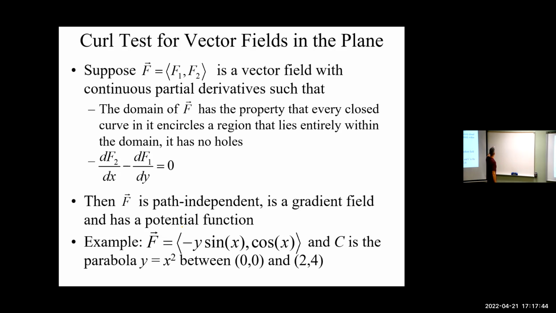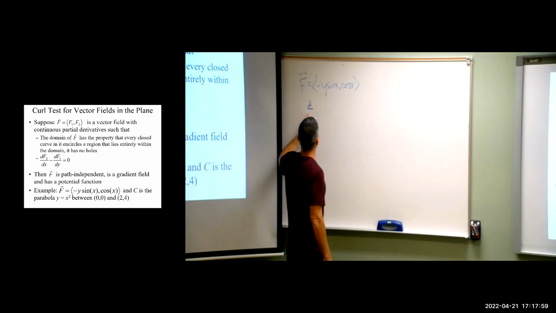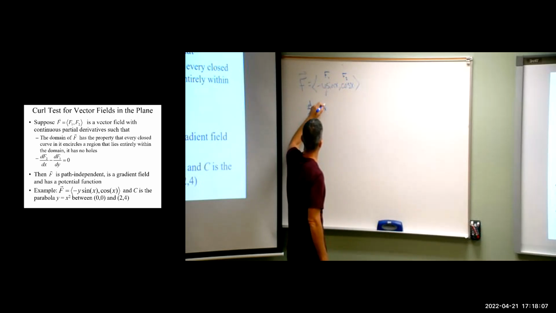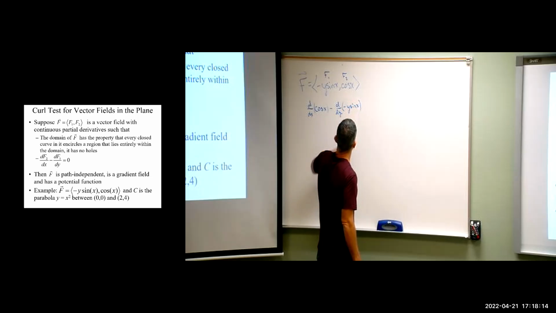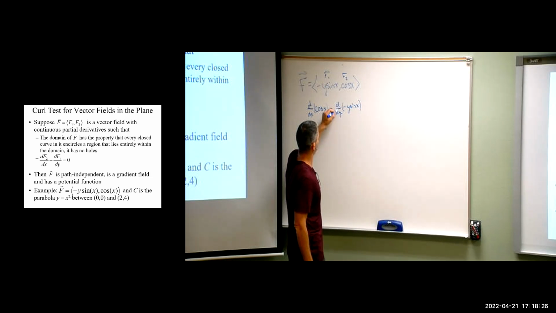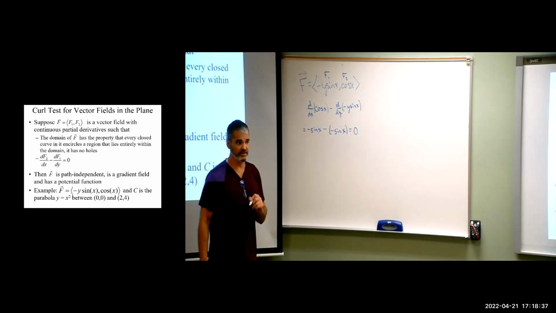All right, so here's what we do in practice. We've got a vector field of negative y sine x, cosine x. First thing we do is we run the curl test. So that means we do the derivative. This is our f1, this is our f2. So the derivative with respect to x of cosine x minus the derivative with respect to y of negative y sine x. And what do we get? Well, the derivative of cosine x with respect to x is minus sine x, minus the derivative with respect to y of minus y sine x, which is minus sine x. We get a curl of 0. That tells me this is a gradient field.